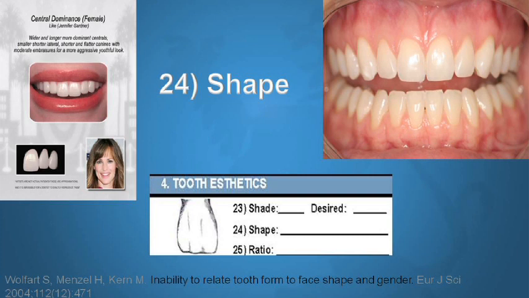The next parameter is tooth shape, and of course that includes also the embrasures. When it comes to tooth shape, this is another area where people have different preferences. Some people prefer square teeth. Some people prefer rounder, oval teeth. Some people prefer the centrals to be considerably longer to give them a more youthful appearance. And of course, there are different actors and actresses. They have different styles of teeth, and that's the beauty of nature. We know that we are a little bit different.